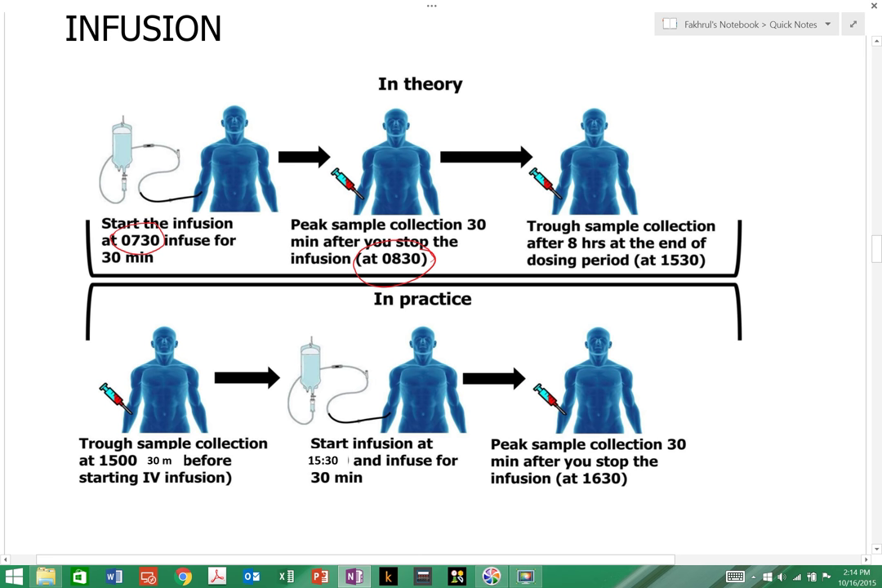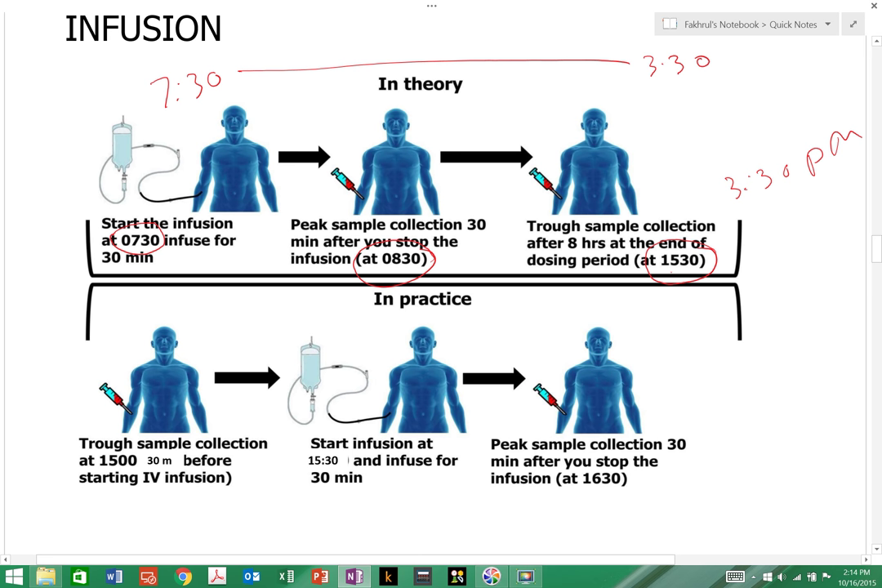In case of the trough sample, you wait for 8 hours, and then you collect the sample at 15:30, that means 3:30 p.m. This should be like that. Everything should be done in one single dosing interval. Here, in the dosing interval, the first dose starts at 7:30, and another dose you give at 3:30. So this is the ideal situation, but as you can imagine, if you administer this drug at 7:30, you have to wait for 8 hours to collect the sample.